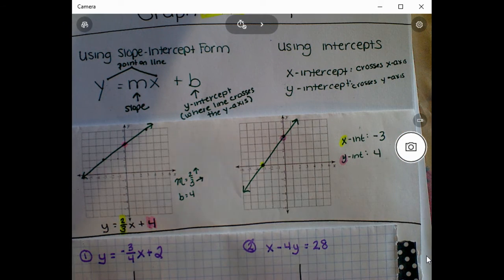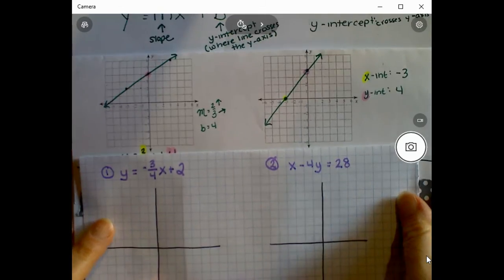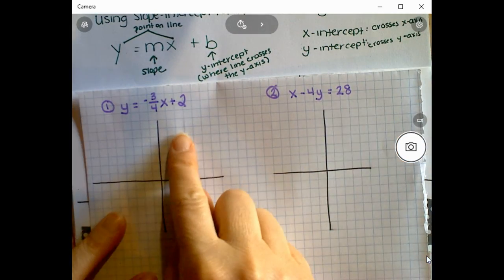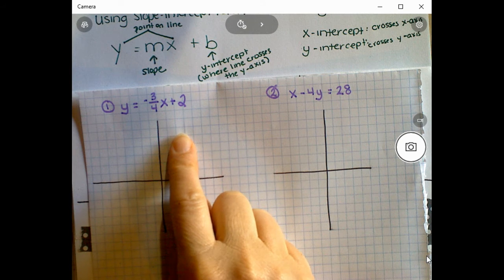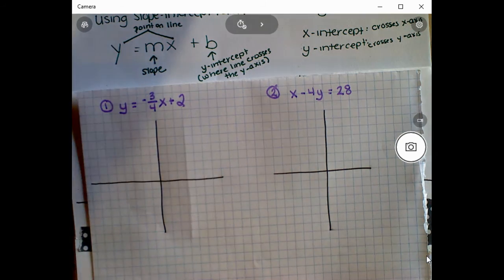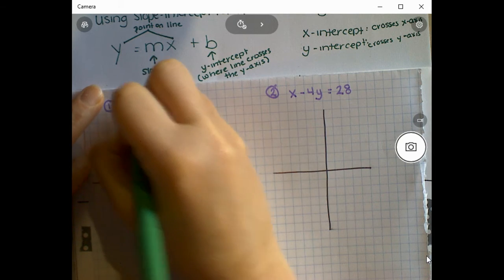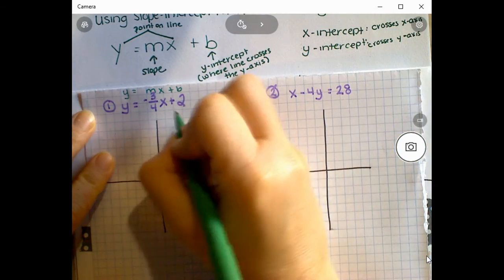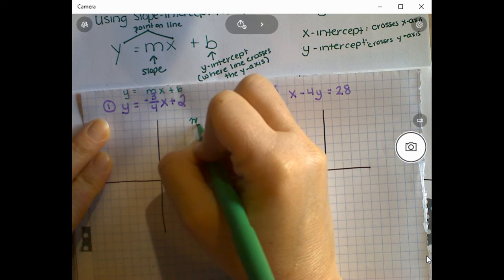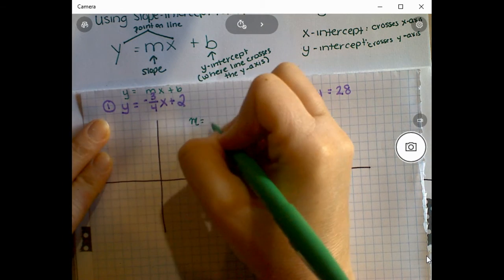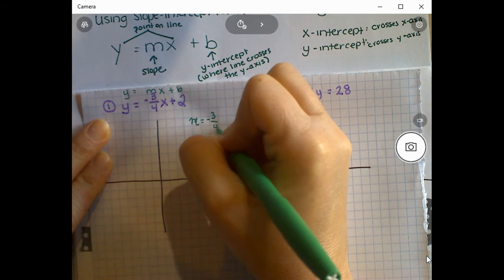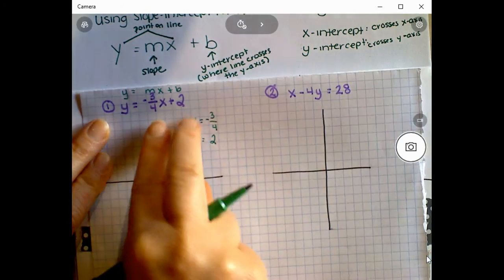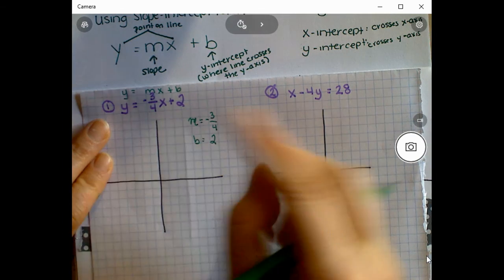All right, let's do a couple examples. All right, first one, we want to graph. It looks like it's in slope-intercept form. It's in y equals mx plus b form. The slope is -3/4. The y-intercept is 2. All right, taken just straight out of the equation.